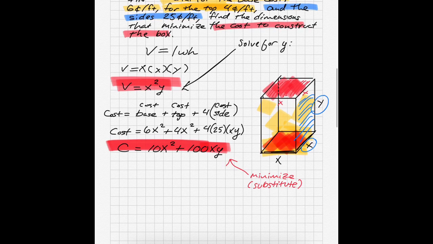Let's see. One piece of information I didn't put in there, isn't there? Look, the volume is 10 feet cubed. So this equation actually looks like x squared y equals 10, right? So if I solve for y, wouldn't that just be 10 over x squared? So now I'm going to take this guy and I'm going to substitute it in for the y here.